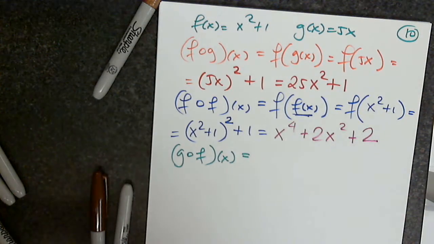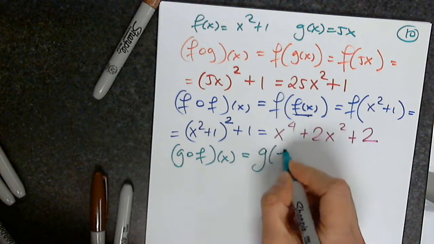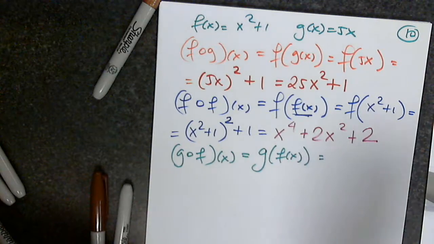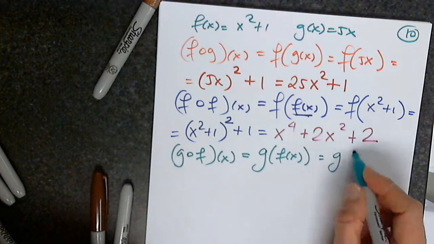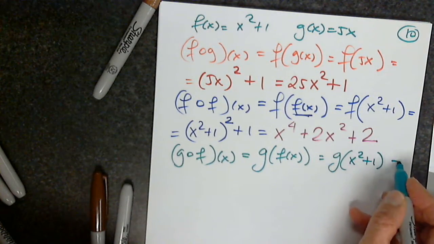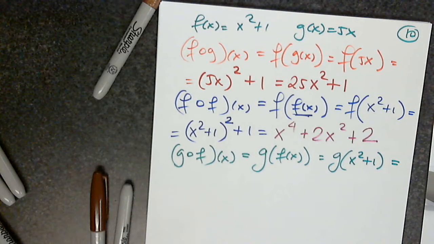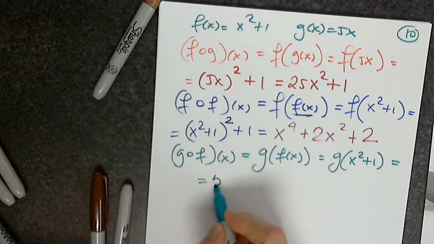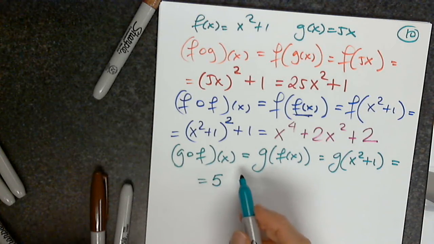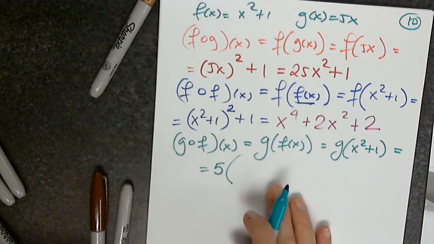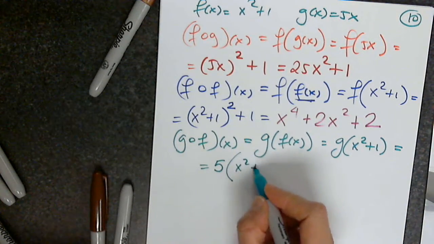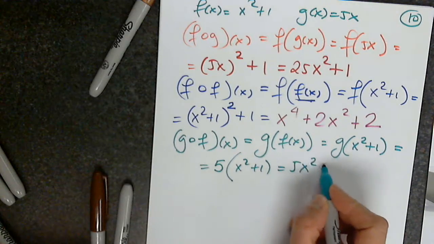G comp f. Definition, g of f of x, which is g of x squared plus 1. Now I look at g. G says 5 times whatever. How do I write that? 5, and in parentheses, x squared plus 1. I distribute: 5x squared plus 5.